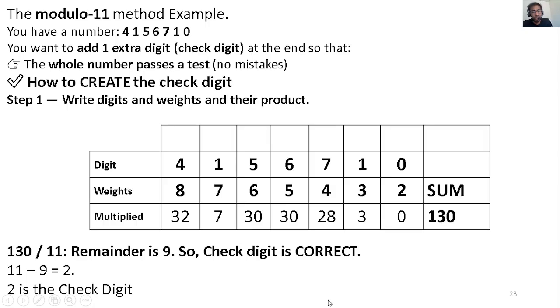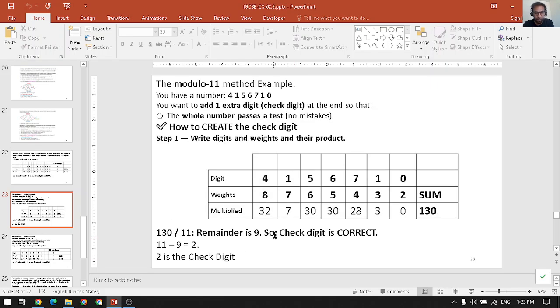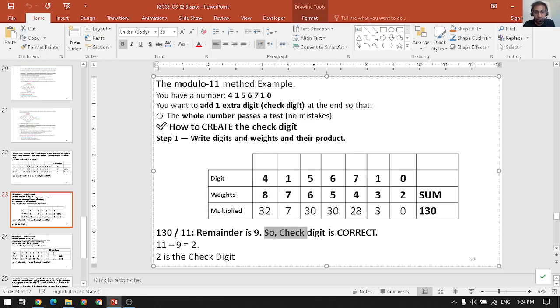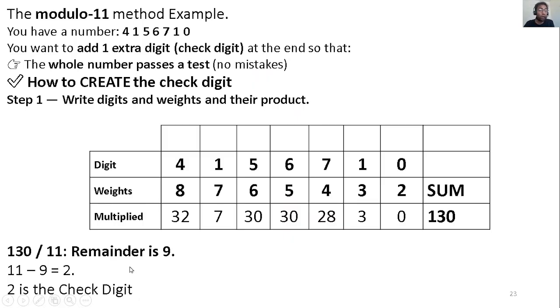Wait, there is some mistake. This line shouldn't be here. The check digit is correct line is a mistake. So the remainder we are getting is 9. What we do is subtract the remainder from the number 11, and the number we get is basically our check digit. So the check digit that will be added to the end of this number will be 2.